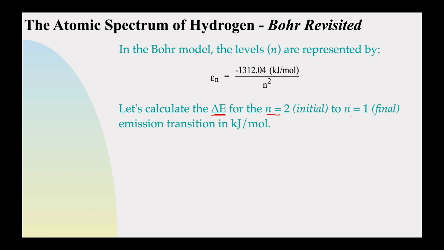n equals 2 and n equals 1. That's what those numbers are right there. And a delta is always final minus initial. So basically this question is saying, all right, find the energy of the final n equals 1 state and subtract from it the energy of the n equals 2 state. And the number we're going to get is the energy in kilojoules per mole. Final minus initial, in this case, means the n equals 1, that's the final state of the electron, minus the initial n equals 2 state of the electron.